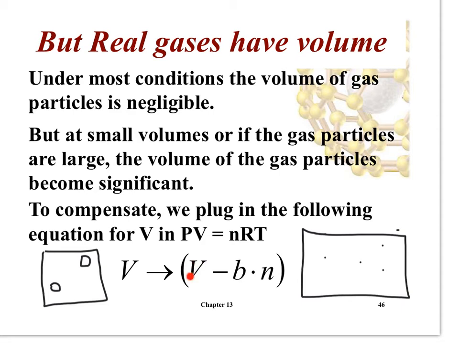The V being the volume of the container. B is a constant. It depends on each gas. Each gas has a different constant. The larger the gas particles, the larger that constant. And then N is the number of moles, the number of moles of gas particles there. So you take the volume of the container minus a constant times how many gas particles there are to fix that problem.